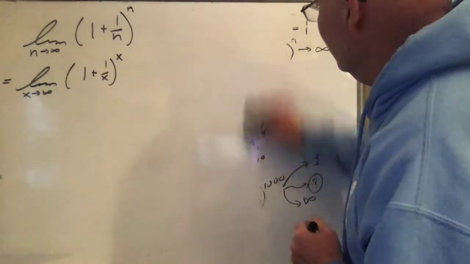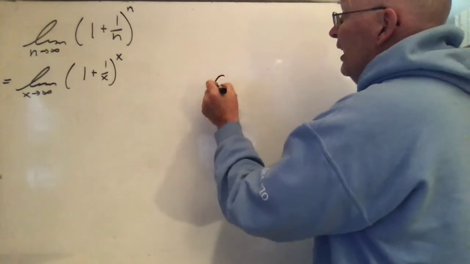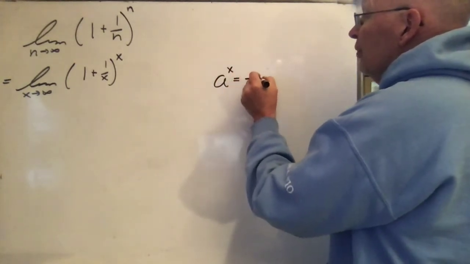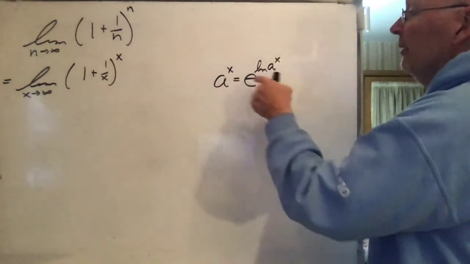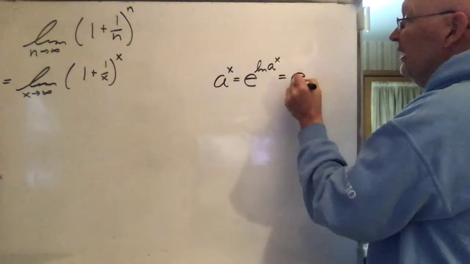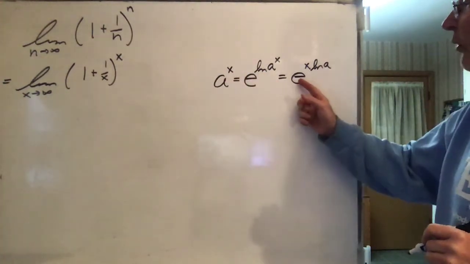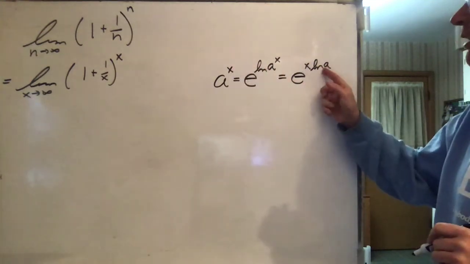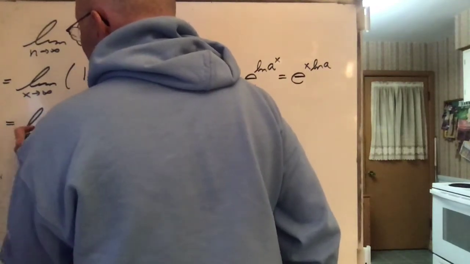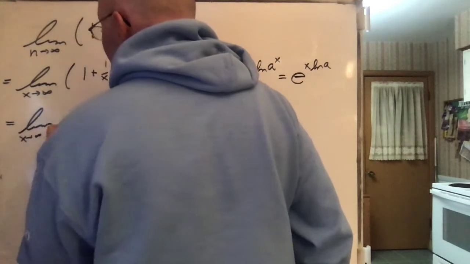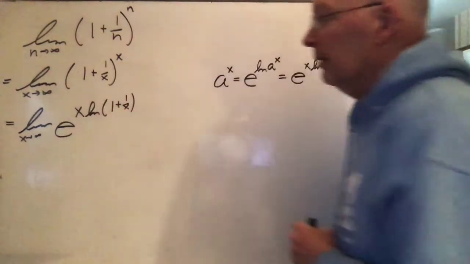Now, I also remember this. I'm going to get rid of this now for the sake of space. And I'm going to remind myself that a to the x is equal to e to the ln of a to the x, right? Because they undo each other. And that's equal to, you can bring the x down, e to the x ln of a. So whenever you have something of the form a to the x, you can always write it as e to the x times the ln of this a. So this thing right here, I can write as the limit as x goes to infinity of e to the x ln of 1 plus 1 over x. Okay, so I can do that.